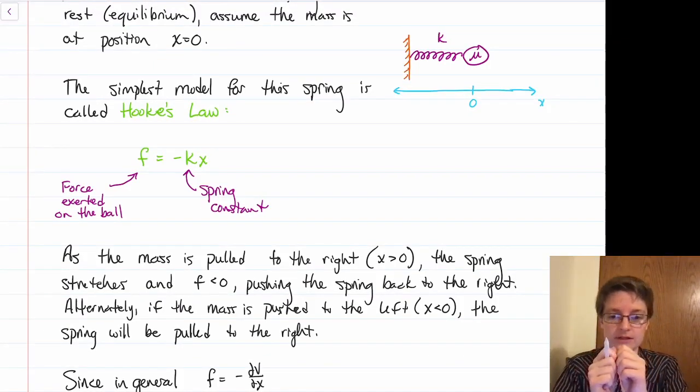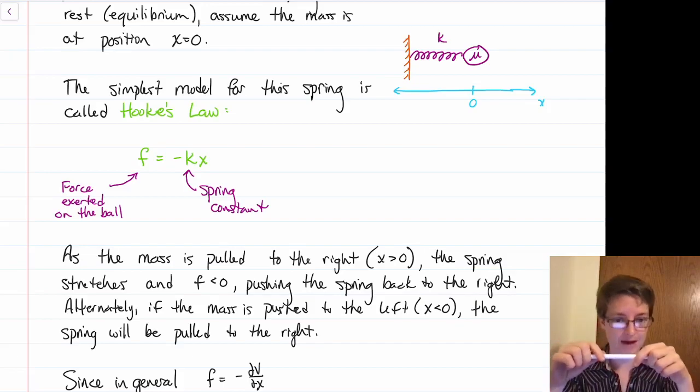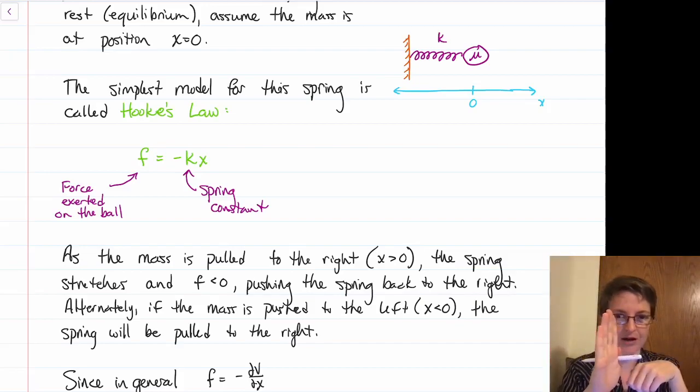Well, you may notice that if I try and take my mass, here's my equilibrium bond position. If I try and take this mass and pull it to the right, Hooke's law tells me that there should be a force moving us in the negative x direction, back towards equilibrium. That is what's called a restoring force.